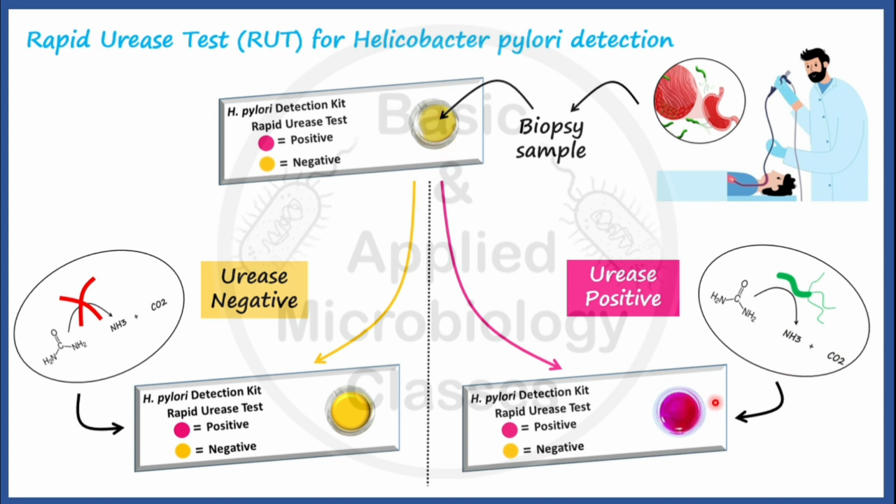Okay, so in this way this rapid version of the urease test is very popular for detection of Helicobacter pylori infection in biopsy samples. So this was all about our today's video.